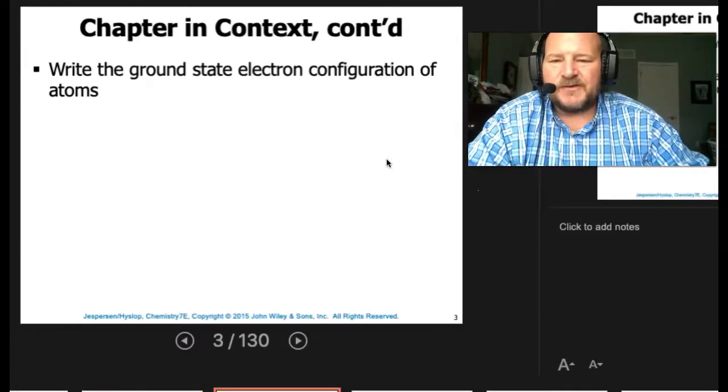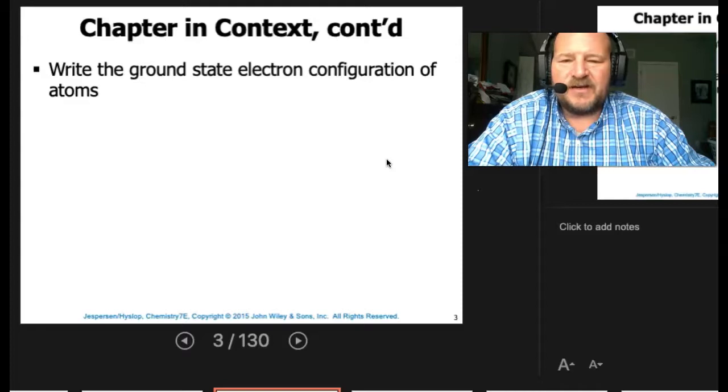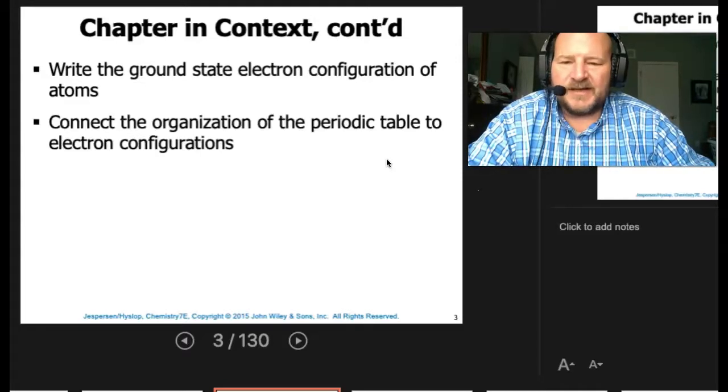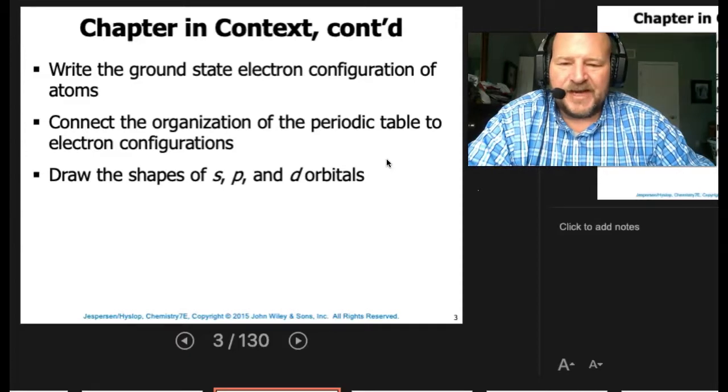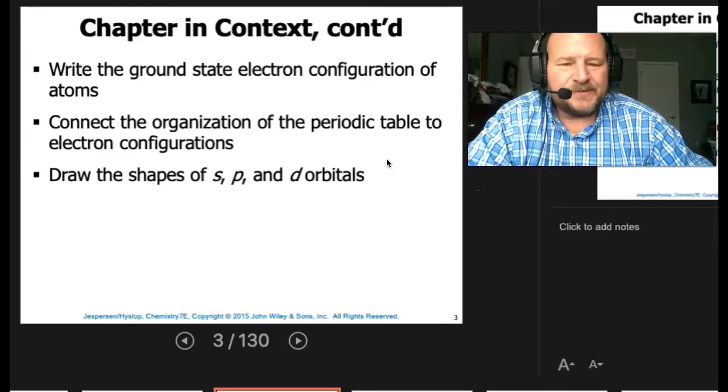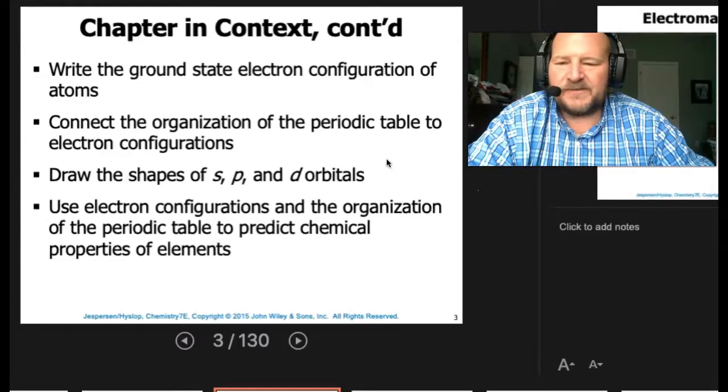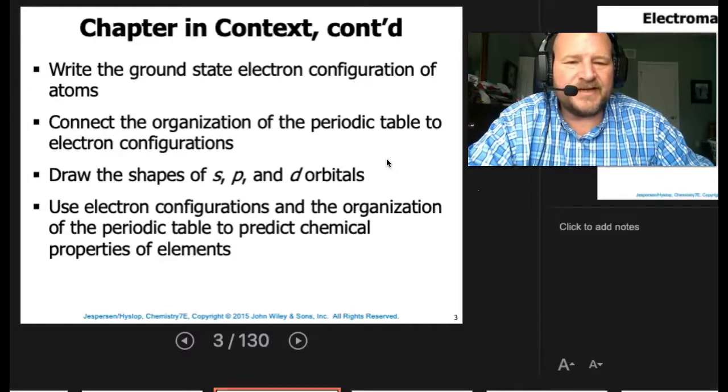In this chapter, we're also going to be able to write the ground state electron configurations of atoms. Of course, most of you might be able to do that already. We'll connect the organization of the periodic table to electron configurations. That might be something you can do already. We'll look at the shapes of s, p, and d orbitals. Again, you might have seen that already as well. And last but not least, we'll look at electron configurations and the organization of the periodic table in order to predict chemical properties of elements. In other words, their charges, the octet rule, things of that nature.